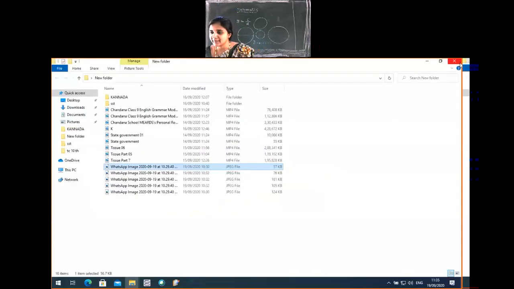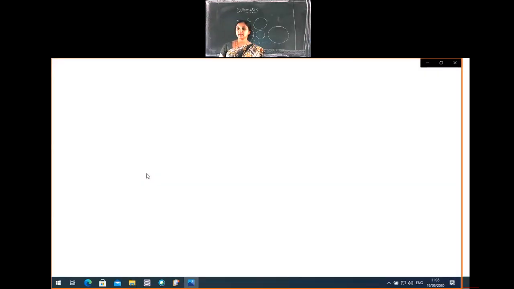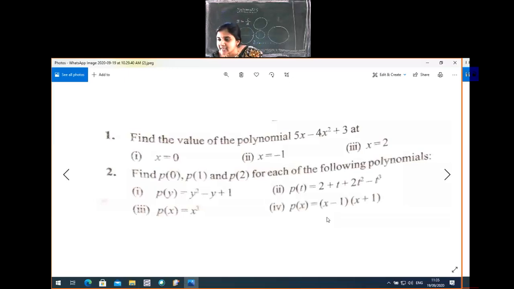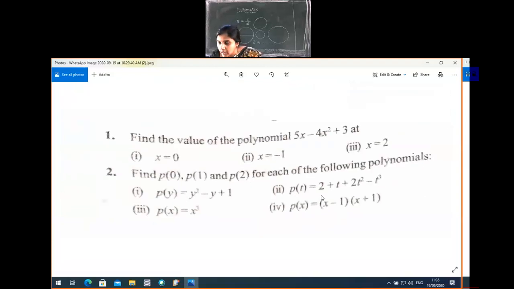So based on this zero of the polynomial, we have one exercise part. That is your today's homework. So you have to work out that problem. Where is the first page? Here, I think. Okay, now listen carefully. Now this is the exercise part. First question: find the value of the polynomial 5x square minus 4x plus 3 at x is equal to 0, x is equal to minus 1. Okay, now third one here, not visible.